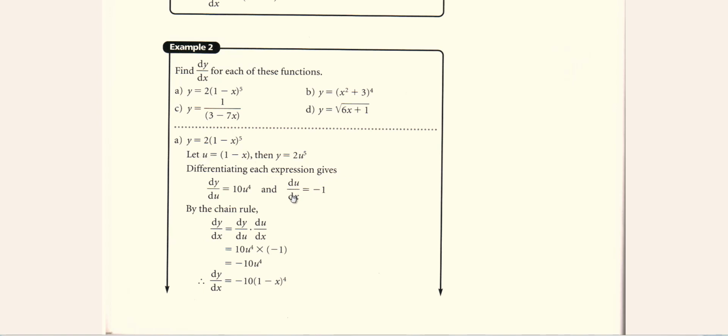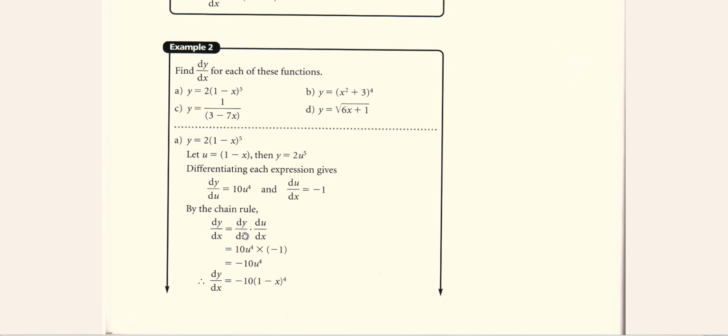So du dx is equal to, let's do it one term at a time. The derivative of 1 is always 0, so we write nothing. The next term, the derivative of minus x, is going to be minus 1. So the derivative of u, or du dx, is minus 1. And you remember the formula. We're supposed to find the dy dx.